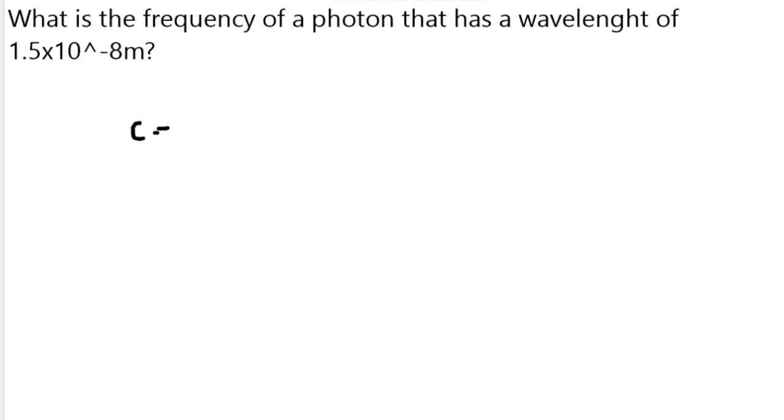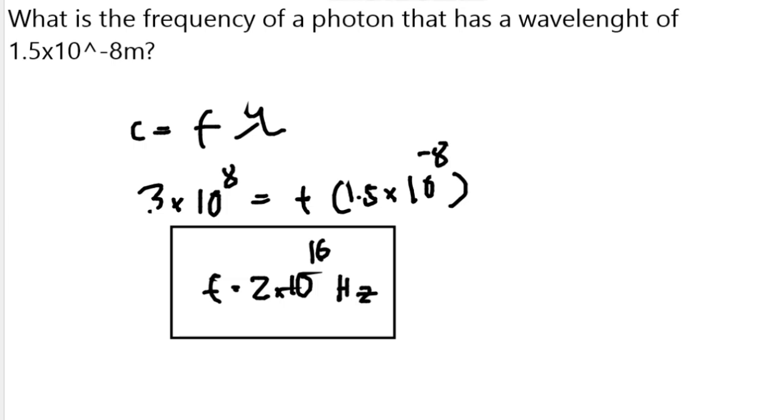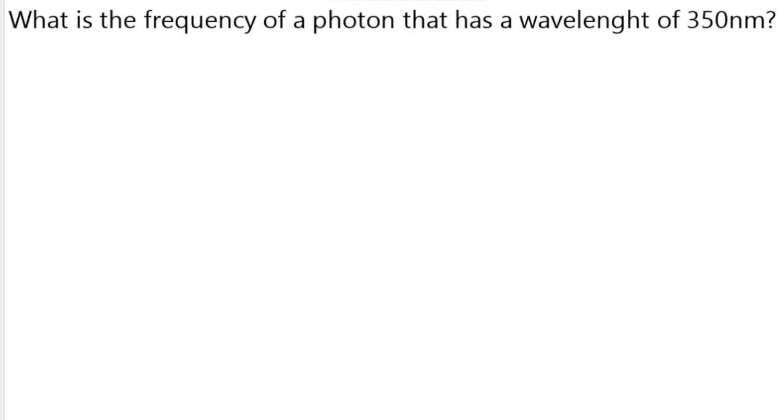What is the frequency of a photon that has a wavelength of 1.5 times 10 raised to the negative 8 meters? We can tell that the frequency here is going to be higher because of the equation. If we solve for the frequency, it's inversely related to the wavelength, so the frequency here is going to be higher. Using our calculator, we get a frequency of 2 times 10 raised to the 16 hertz. As we can see, the frequency here is higher, as predicted.